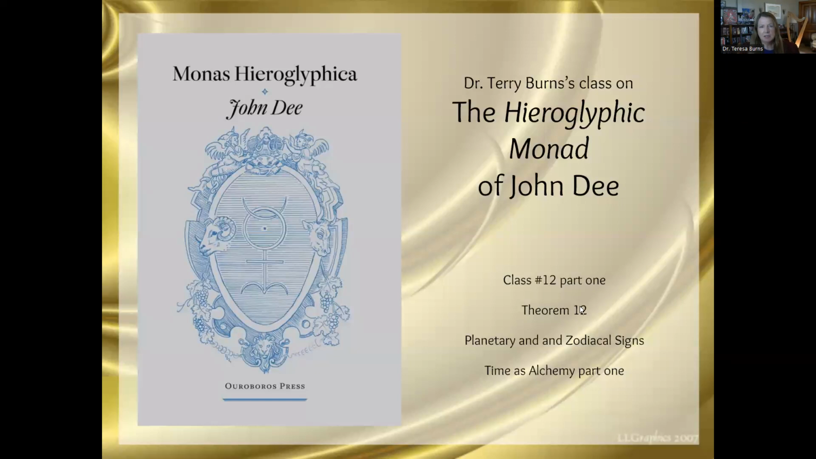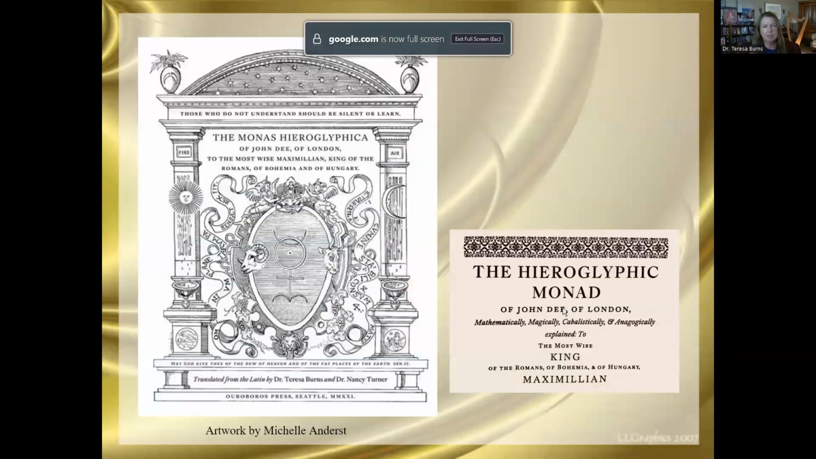You know by now that Dee is living in a kind of echo chamber of numbers. So since this is 12 signs of the zodiac, 12 months of the year, you probably figure it has something to do with time, and indeed it does. We're going to look this class mainly at the planetary and some zodiacal signs, and then start into the notion of time itself as alchemy, although that will continue on more in the next video.